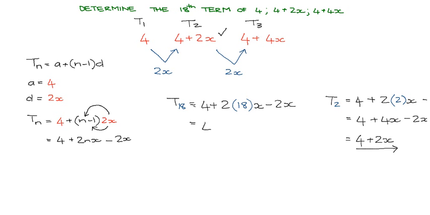So let's have a look at this. 4 is going to stay as is. 2 times 18, that's quite a good challenge. I believe that is 36. So plus 36x minus 2x. Okay, and keeping the 4 in the beginning, just following the same type of pattern that's happening in our sequence. And then 36x minus 2x is going to give us plus 34x. And so the value of the 18th term is 4 plus 34x.